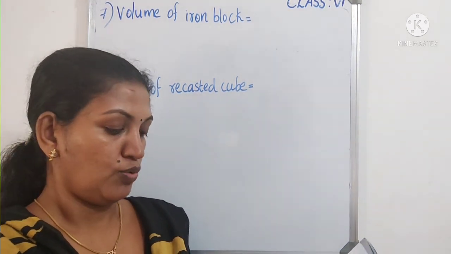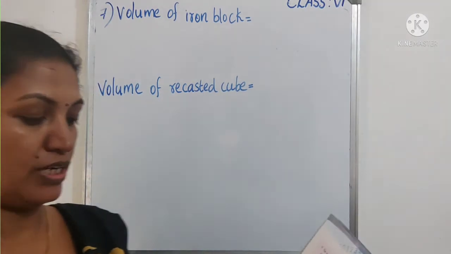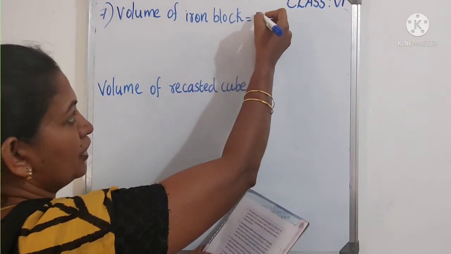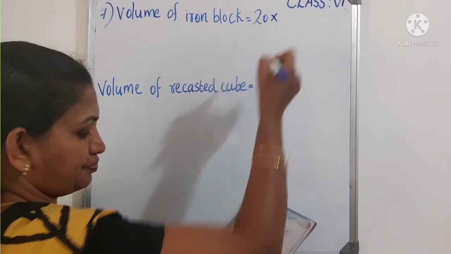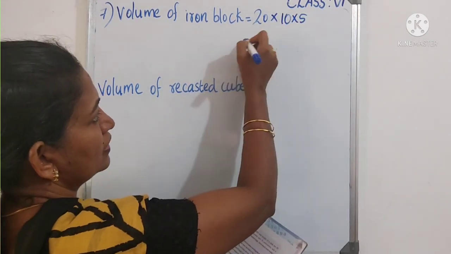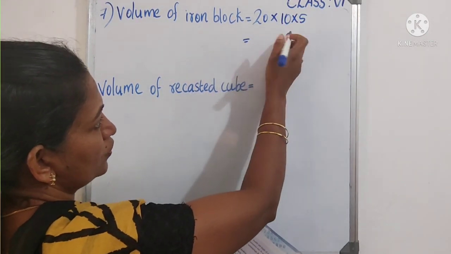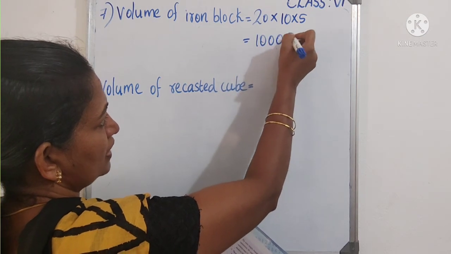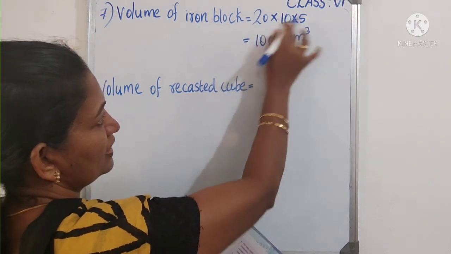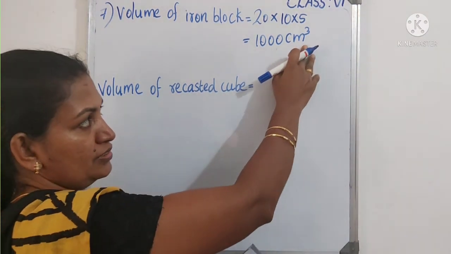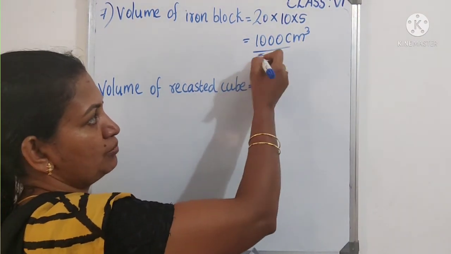First we can find the volume of the rectangular block. Everything is given: length, breadth and height. That is 20 into 10 into 5, which is equal to 20 into 10 is 200, 200 into 5 is 1000. This is all given in centimeters, so the volume is 1000 centimeter cube.